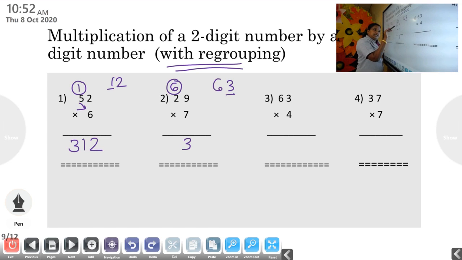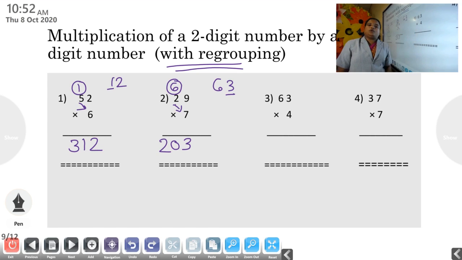Then multiply the tens place by 7. 2 into 7. What is 2 into 7? 2 sevens are 14. 14 plus 6. Adding 14 and 6. 14 plus 6 is 20. Yeah, very good. So the final answer is 203. Okay.